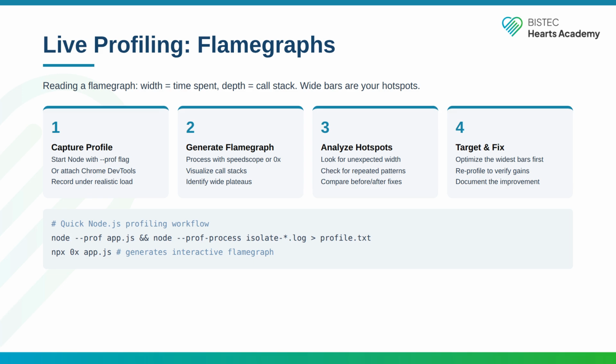The workflow has 4 steps. Step 1. Capture a profile. For Node.js, the simplest approach is running your application with a prof flag. This generates a V8 profiling log. Alternatively, attach Chrome DevTools to a running process using the inspect flag. The key is to capture under realistic load. Profiling an idle server tells you nothing useful.